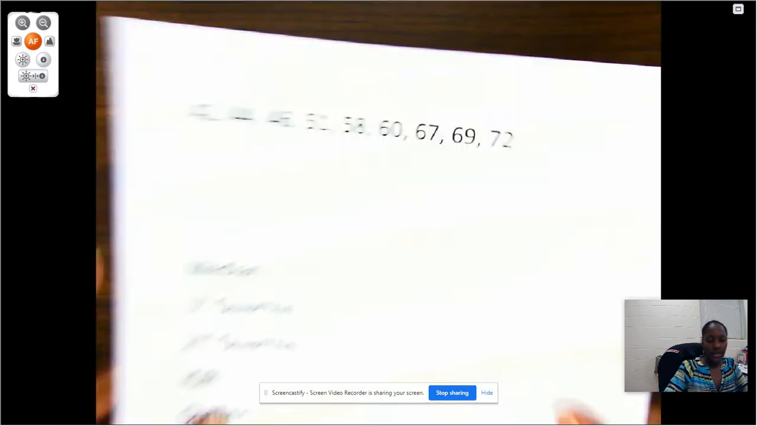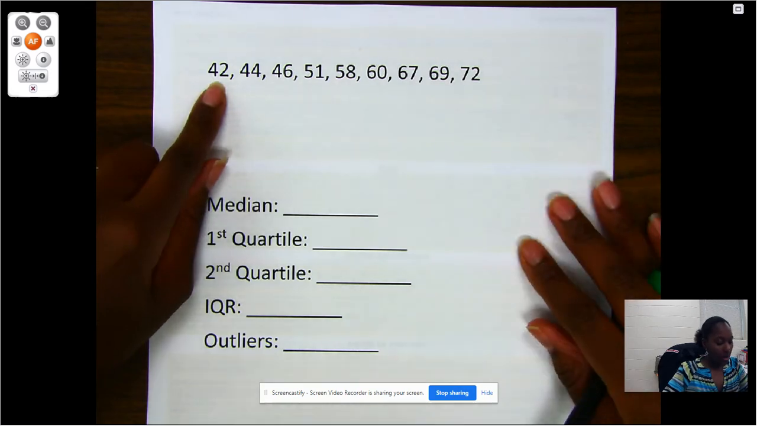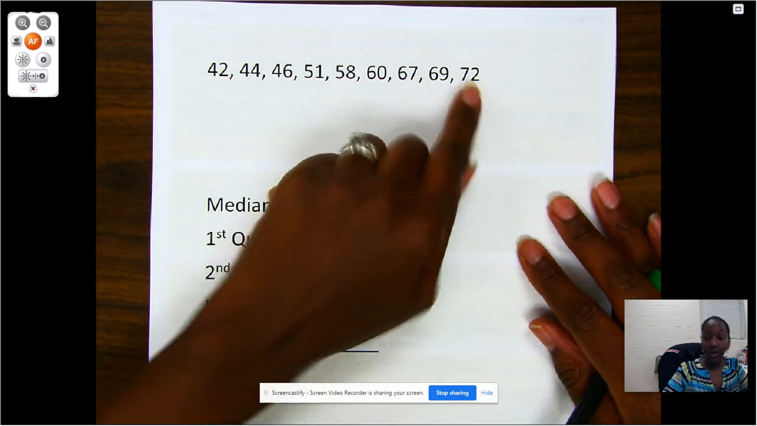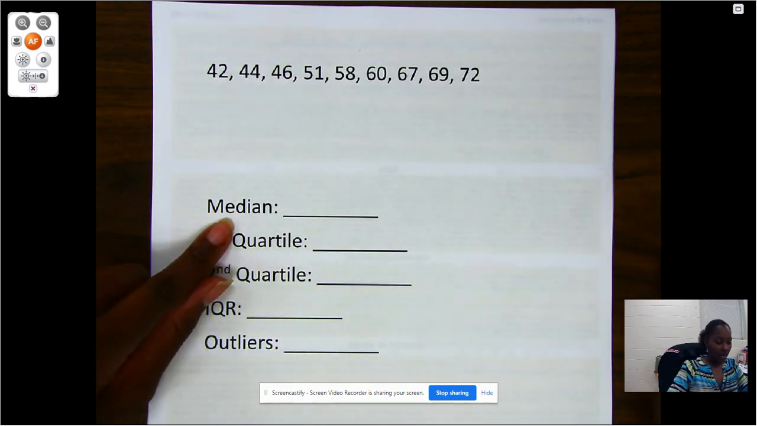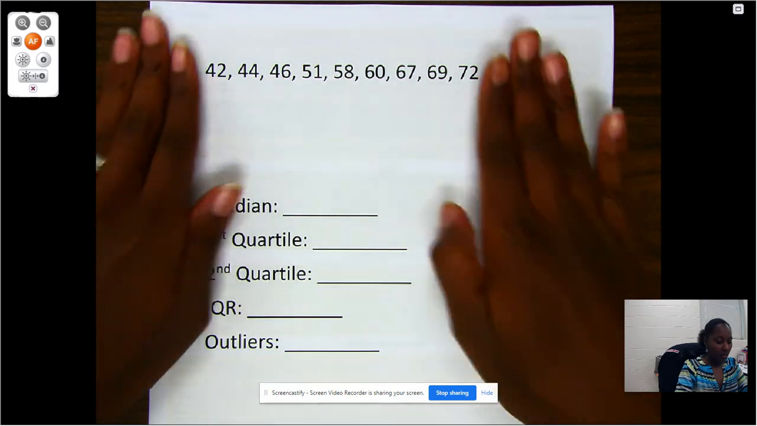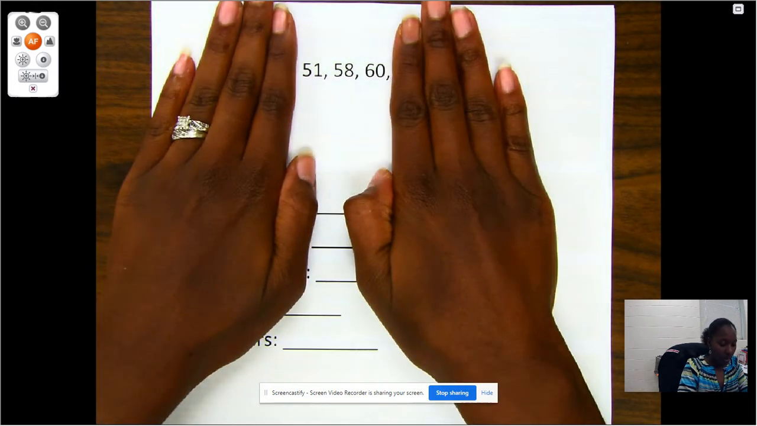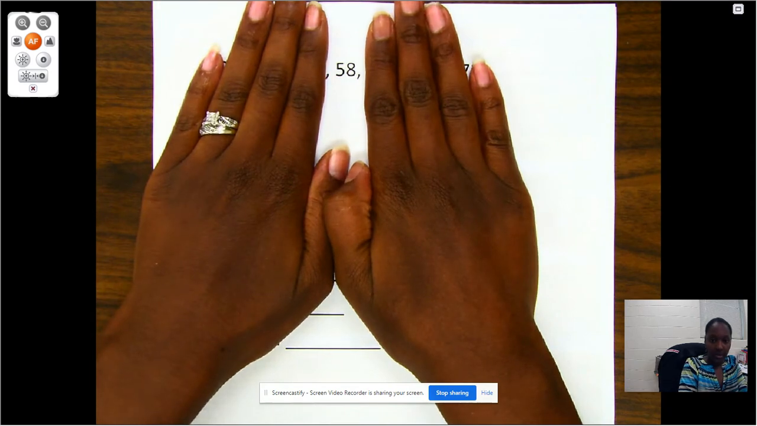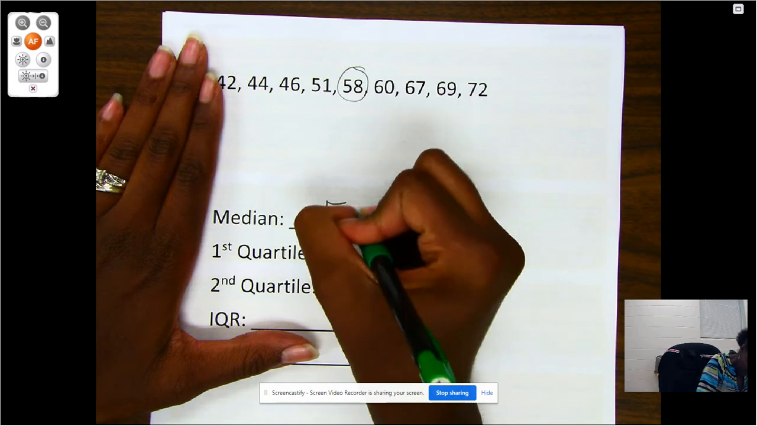Okay. All right, again, I have put the data in order from least to greatest. Let's see how many numbers we have here. 1, 2, 3, 4, 5, 6, 7, 8, 9. Ooh, we have an odd amount of numbers. So the middle is going to be very easy to find. So ding, cover it up. The middle of our data is 58. I'm going to circle that and put 58.